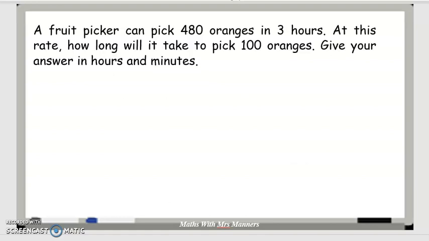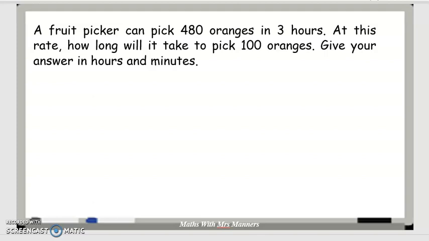And usually this just requires us to convert the rates like we've done in other videos, but it means it's in a problem setting, so you've got to read, you've got to interpret and be a bit more careful. So let's have a look at a few examples. A fruit picker can pick 480 oranges in 3 hours. At this rate, how long will it take to pick 100 oranges?